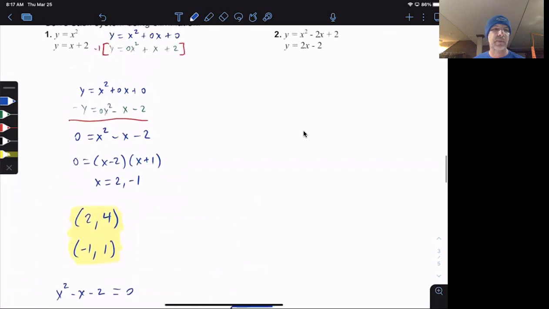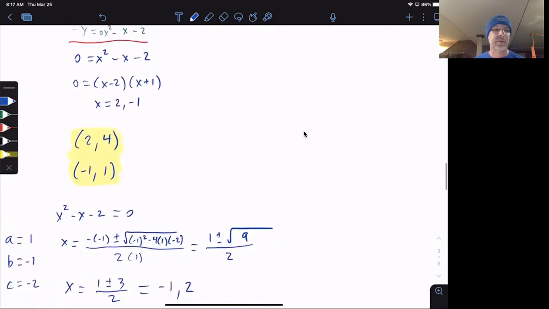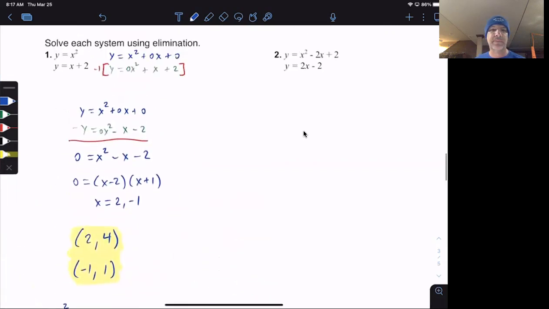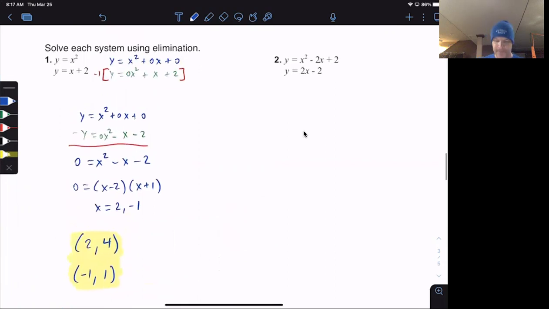Okay, plug them into the original problems. So either way works. All right, let's try it one more time. On the top one, we're not missing anything, so that's good. We've got y equals x squared minus 2x plus 2. On the second one, we have 0x squared plus 2x minus 2.